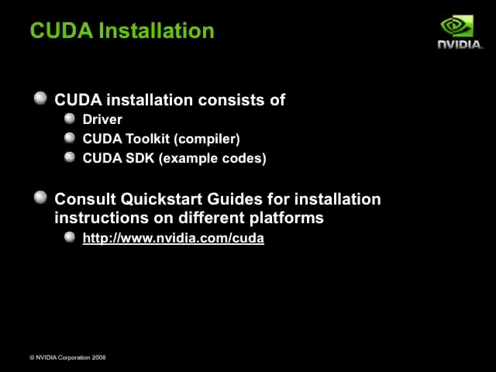CUDA installation consists of three components: a driver, a toolkit which contains everything needed to compile CUDA code, and an SDK consisting of code examples. Detailed installation instructions for different platforms are contained in the Quick Start guides located on the CUDA Zone website, along with the downloads and other CUDA resources.